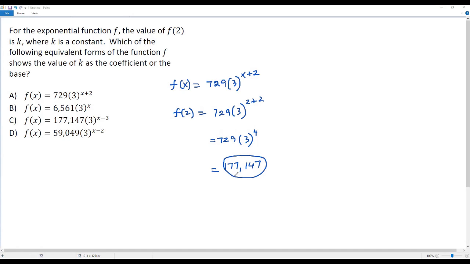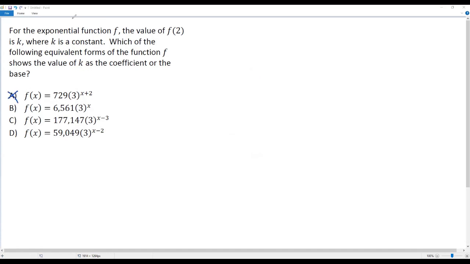Now we have to check whether this value is displayed as a coefficient or the base over here. No, 177,147. The value of k is not displayed as a coefficient or base over here. So the function f of x in answer choice A does not display the value of k as a coefficient or the base. So we can reject the function f of x in answer choice A.